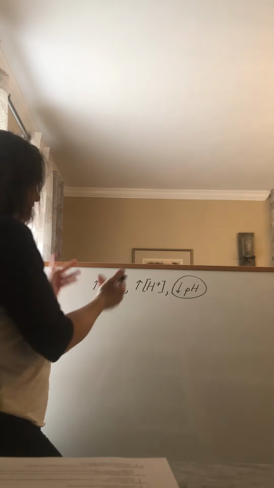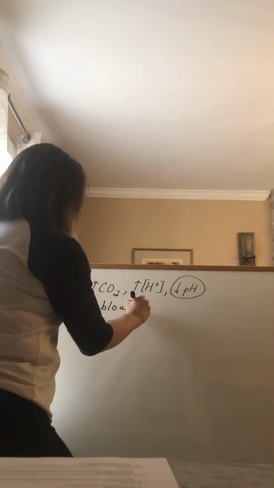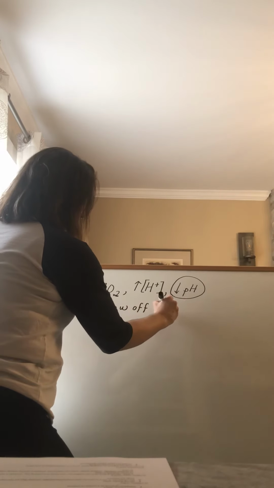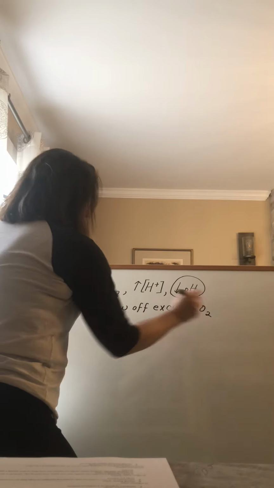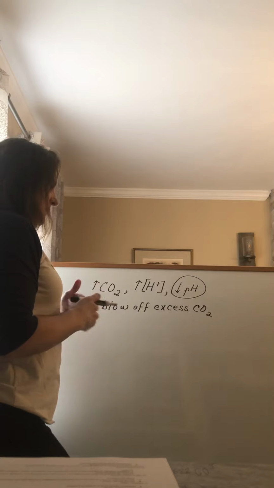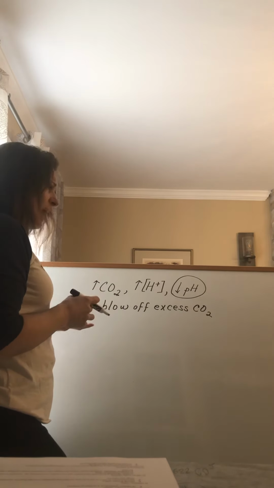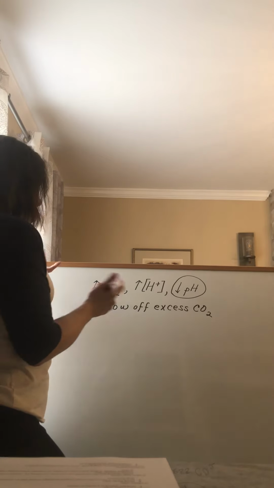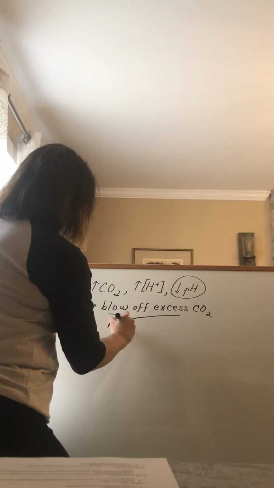To adjust for that, we would want to blow off the excess CO2 if possible. If we can get rid of some of the carbon dioxide, we can reduce the amount of hydrogen ions produced and bring the pH back up and correct for acidosis. How can we blow off excess CO2? We can hyperventilate.